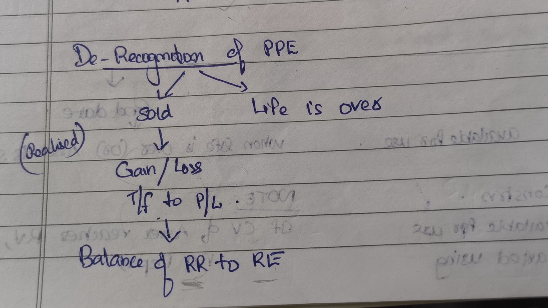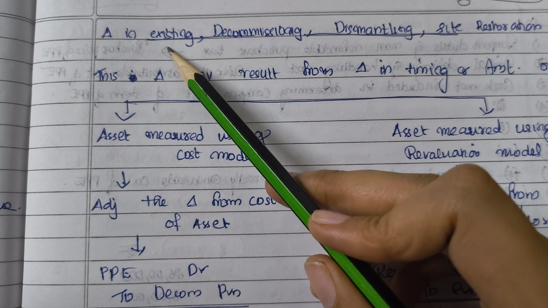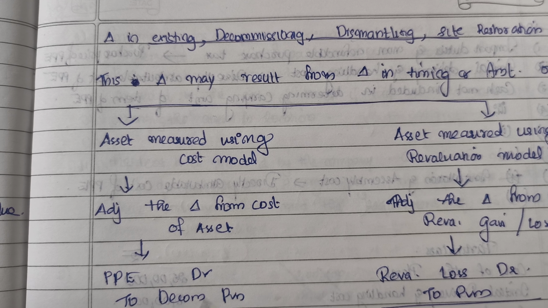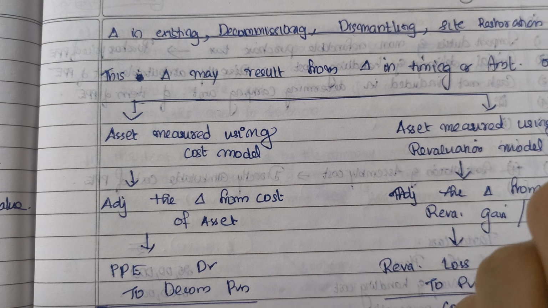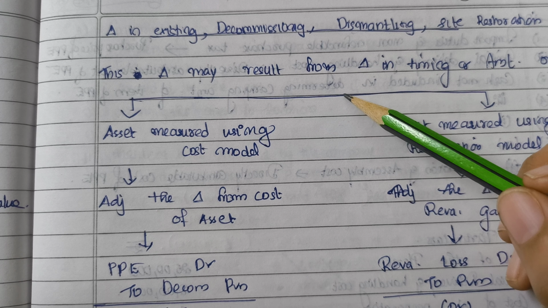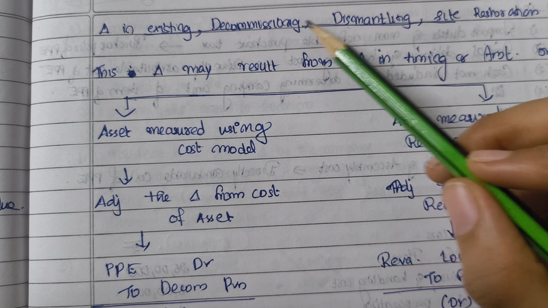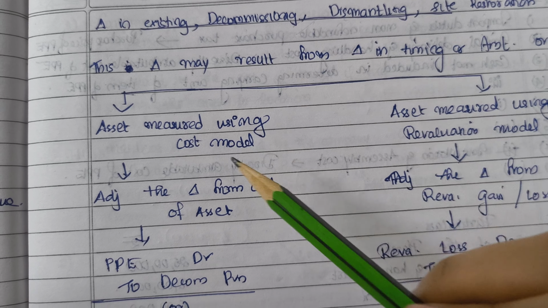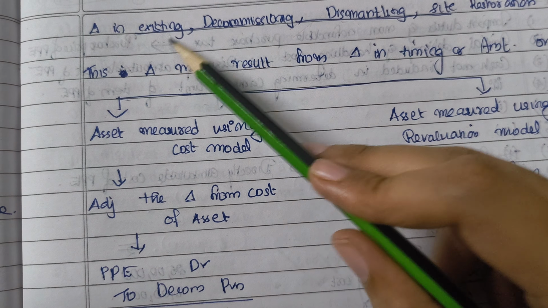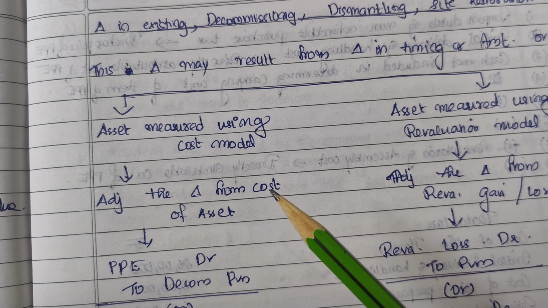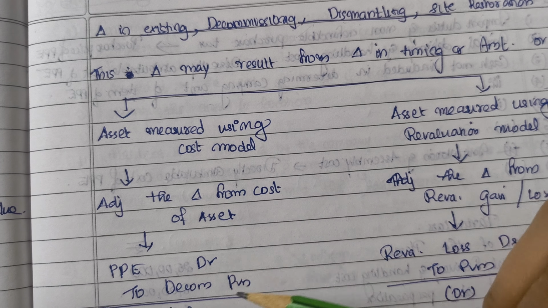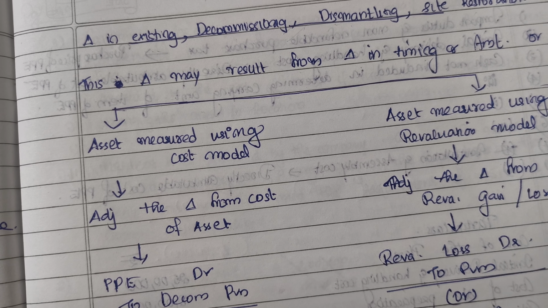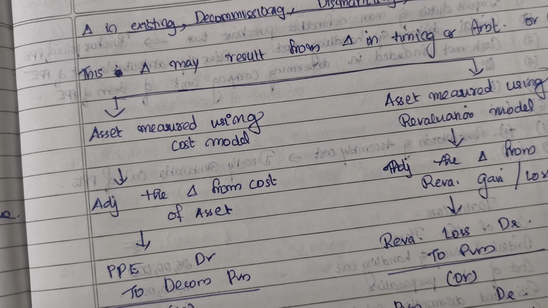Now what if there is a change in the existing decommissioning, dismantling and site restoration cost? We have already seen that while finding out the cost of the asset, we add the decommissioning, dismantling and restoration cost to the value of the asset. After many years, we find that there is a change in this cost. This change may result from a change in timing or amount, and it can be due to many reasons. Suppose the change occurs, what do we have to do?